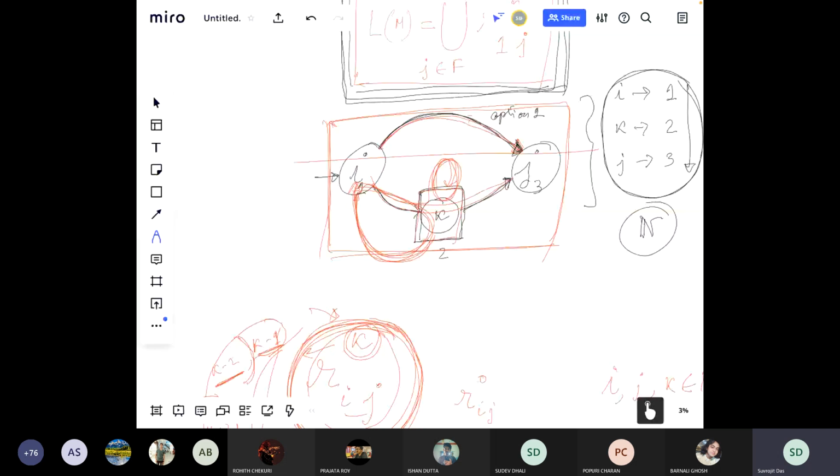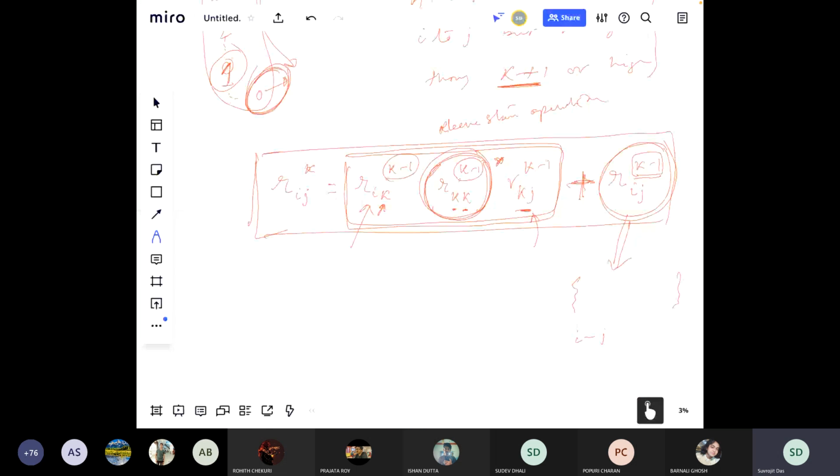Let there be k minus 1 intermediate states. One is that I start from i and go to j through k minus 1 states. Another is that I start from i, take a break in k, and in k I repeatedly generate more strings on star operation if there are cycles over the same state, and then from k I go to j.